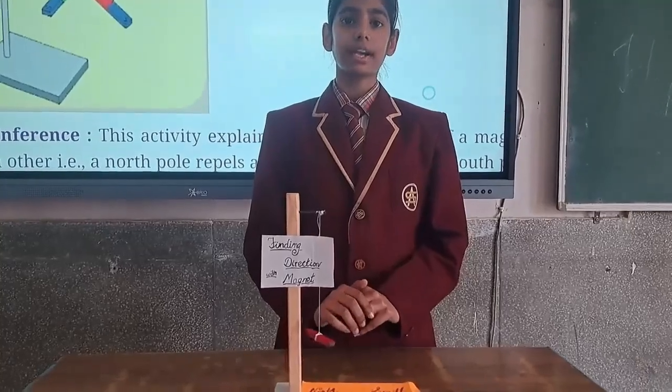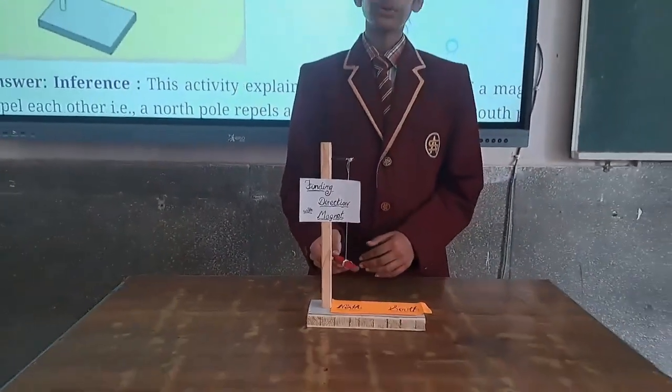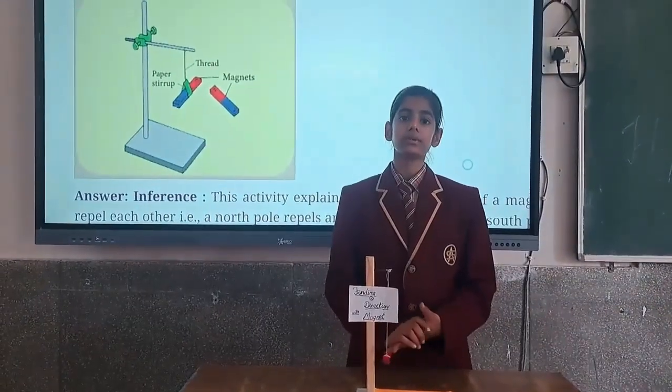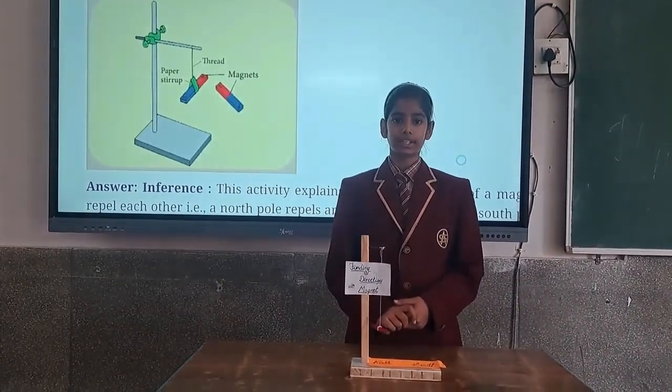I would like to present an activity on finding direction using magnets. As we all know, our Earth is a giant magnet. The north pole of a magnet will point towards the magnetic north pole, and the south pole of the magnet will point towards the magnetic south pole.